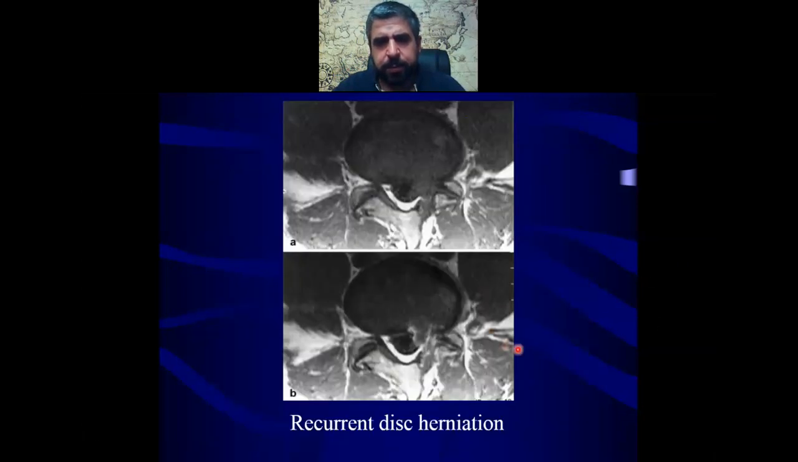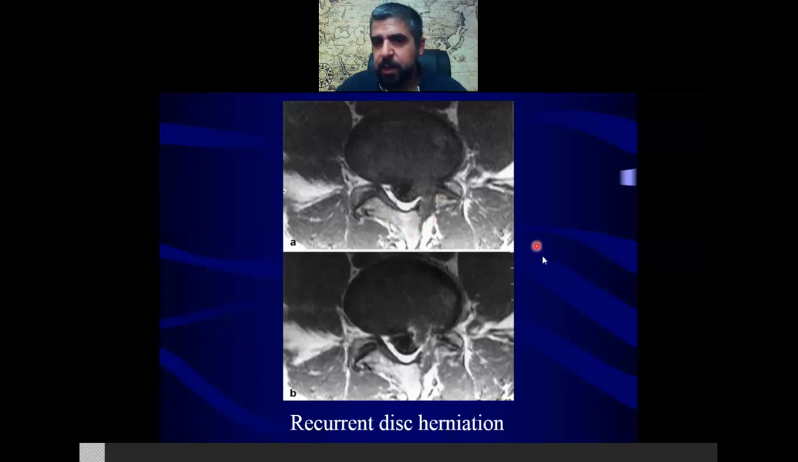Let's continue. So, for example, in this case, this patient has a hemi-laminectomy. You can see this lamina is intact on the right side. On the left side, there is a defect in the lamina. So there was a disc on the left side before surgery, and now the patient is complaining of pain.